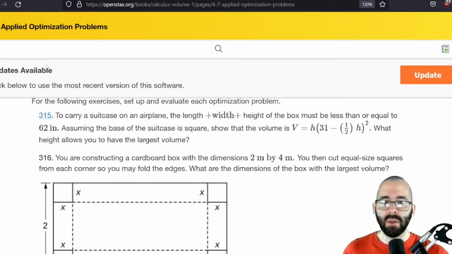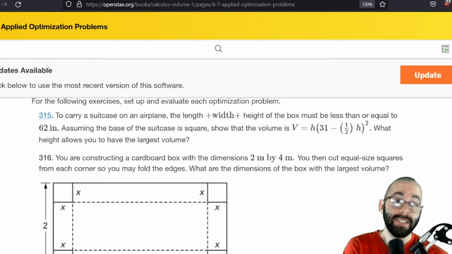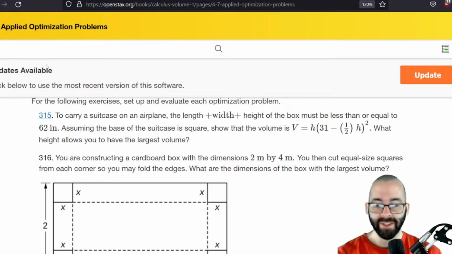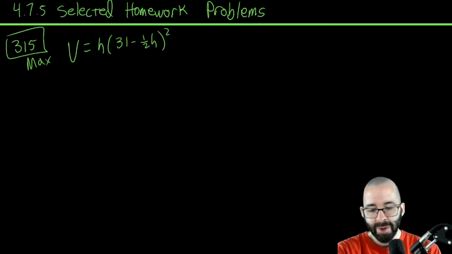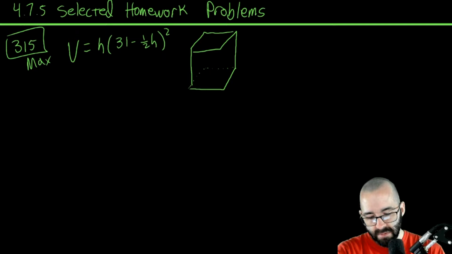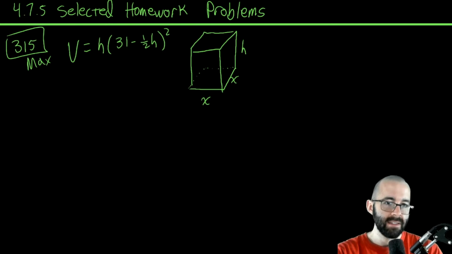And there's a lot of information here that we're not explicitly using. We're implicitly using it. The length plus the height plus the width of the box must be less than or equal to 62 inches. The base is square. Oh, it wants us to show that that's the volume. All right, so it wants us to show where that comes from. So we are using everything. So we're assuming that we have a square base suitcase of any variable we want. Call it x. It does want the height to be labeled h.